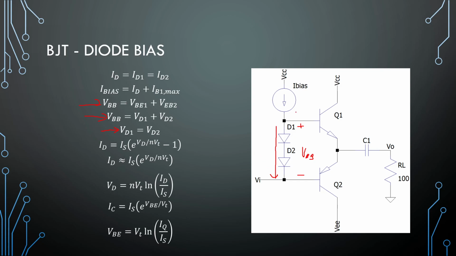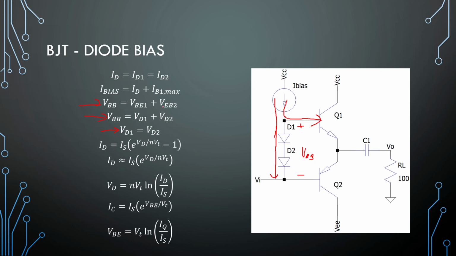The second observation we can make is that we need to supply current to switch these diodes on, and we need to supply current to switch this transistor on. So I bias would be the current to create the specific VBB voltage, plus the maximum amount of current required when this transistor is switched on and driving a load.